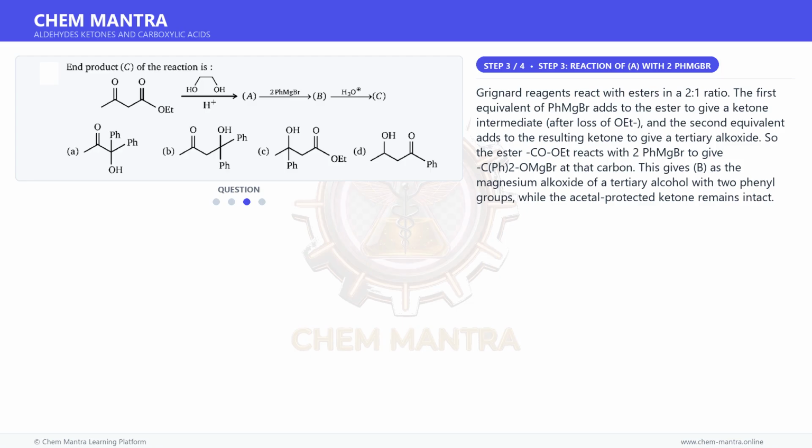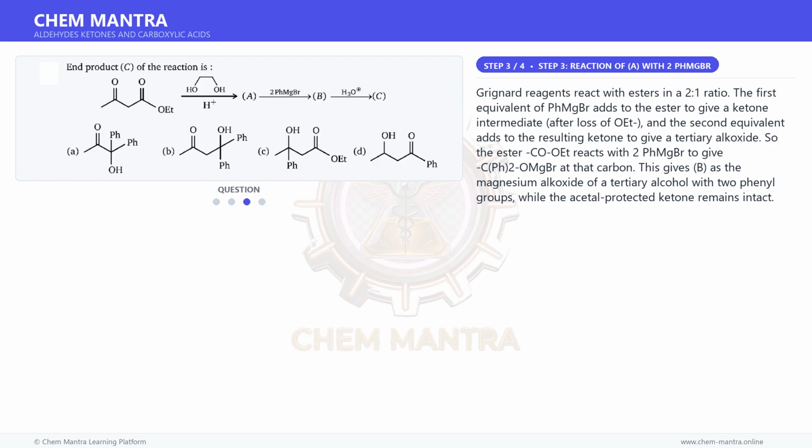Grignard reagents react with esters in a 2:1 ratio. The first equivalent of PhMgBr adds to the ester to give a ketone intermediate after loss of OEt-, and the second equivalent adds to the resulting ketone to give a tertiary alkoxide. So the ester COOEt reacts with 2 PhMgBr to give C-Ph2-OMgBr at that carbon.